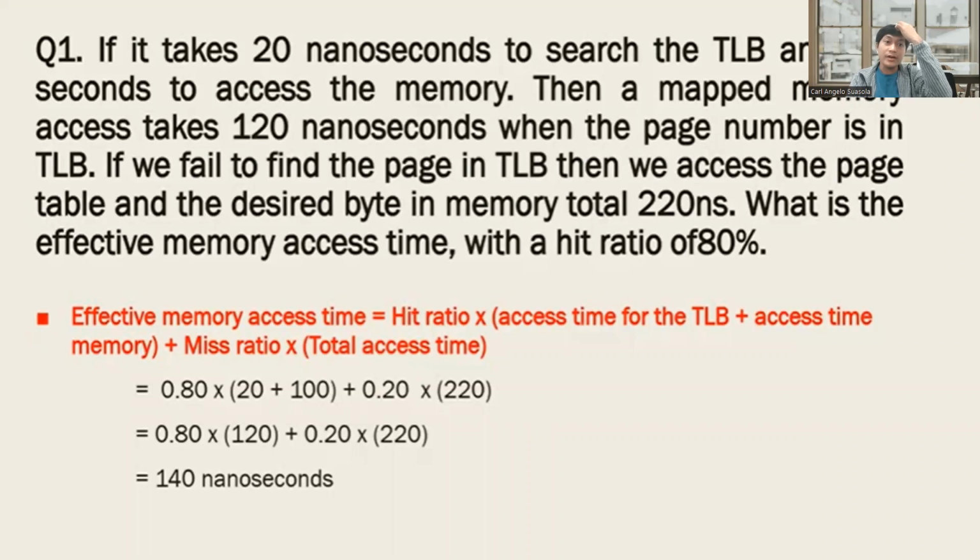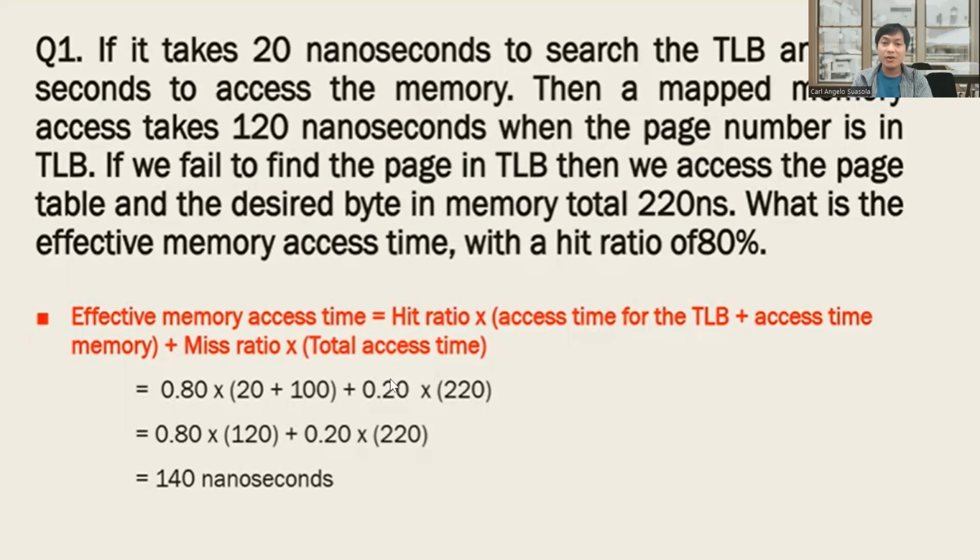So for example, if it takes 20 nanoseconds to search the TLB and 100 nanoseconds to access the memory, so the mapped memory access takes 120 nanoseconds when the page number is in TLB. If we fail to find that page in TLB, then we access the page table and the desired byte in memory, total 220 nanoseconds. So what is the effective memory access time with a hit ratio of 80%?